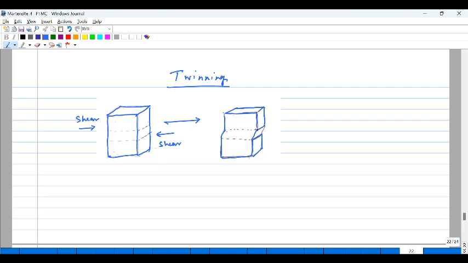Okay, these two planes were like this. And now if you look across them, you would see that the crystal has deformed when this shear is applied. So you can see a macroscopic shape change here also. But this is not a slip.